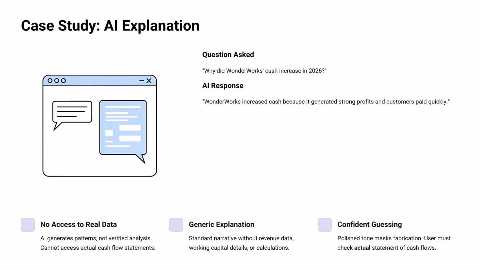Second, notice the generic explanation. It's a standard narrative without any revenue data, working capital details, or calculations. Third, observe the confident guessing. The polished tone masks the fact that it's fabricating a plausible sounding explanation. The AI is functioning as a text generator, not an accounting authority. Without actual financial evidence, this explanation cannot be valid. The user must check the real statement of cash flows to determine what actually increased cash.